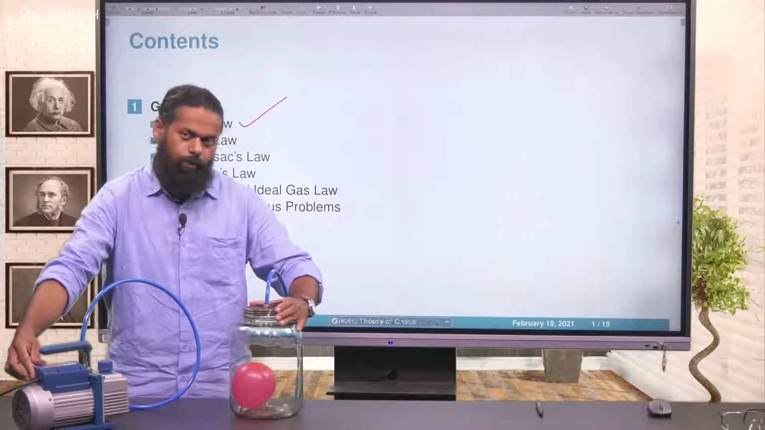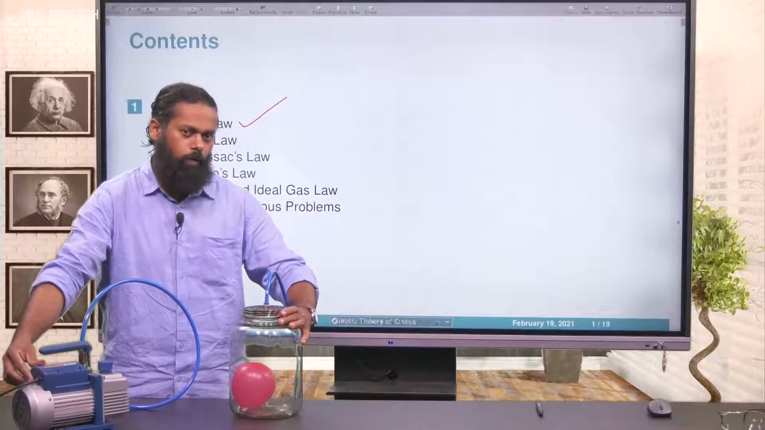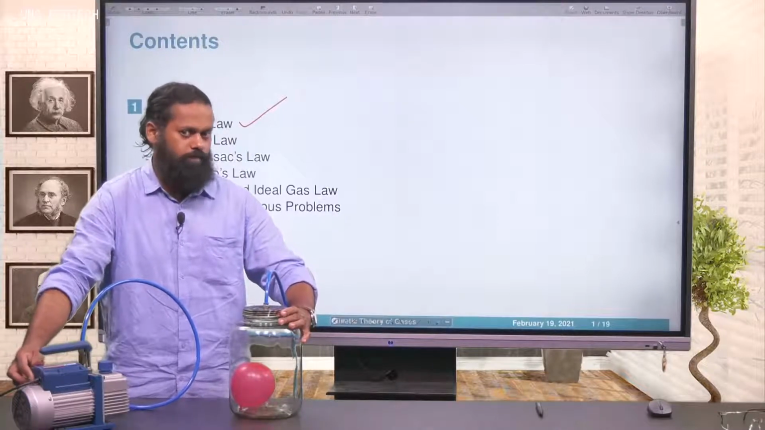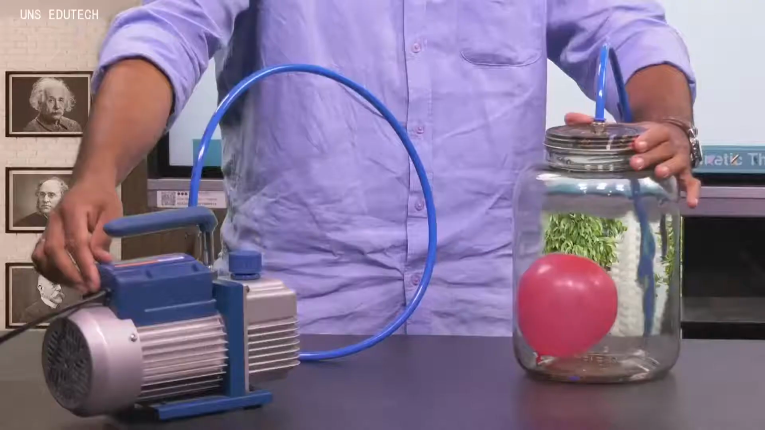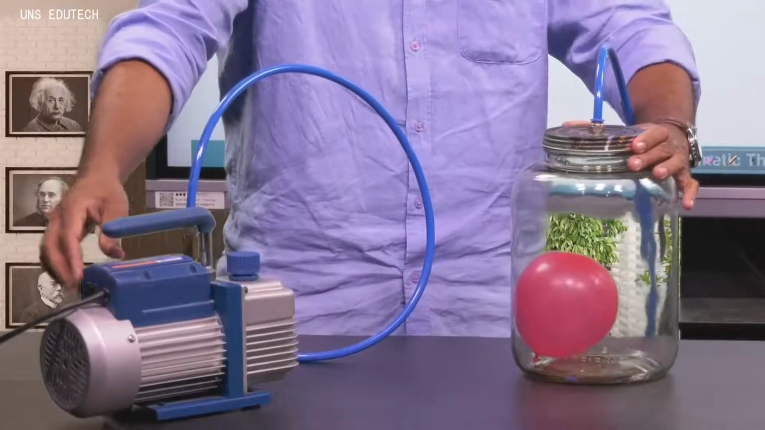All of you see. I'll repeat the experiment once again. I will show you, so all of you can carefully understand. Try to understand the concept first, so that your progress in theory will be much easier. So I'm going to switch on the pump. Look at the balloon.